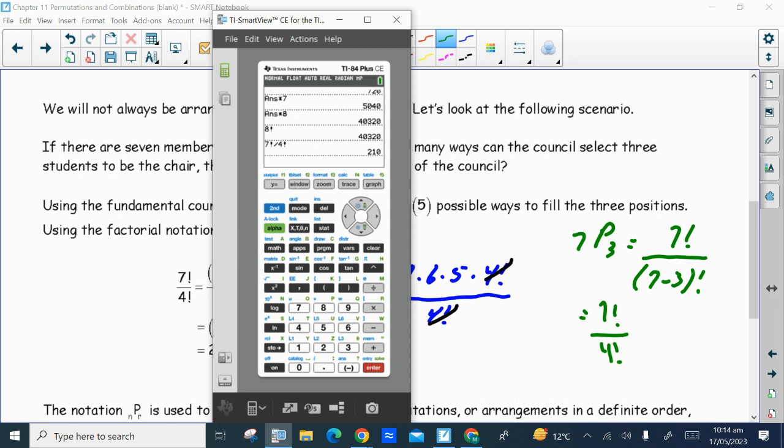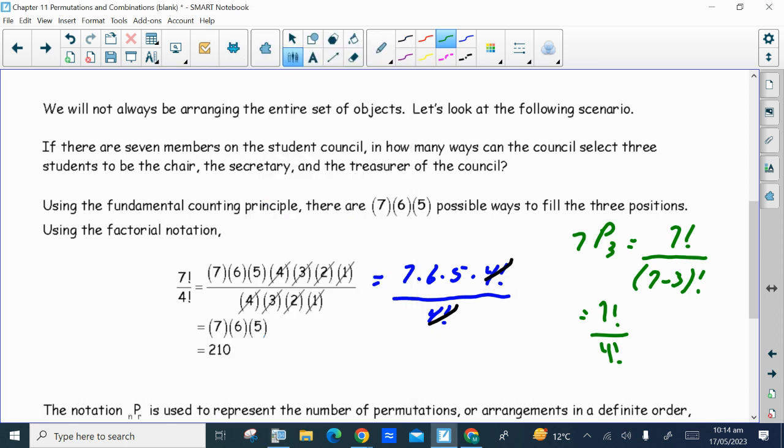You can also do it using 7P3 in your calculator. You have to put the 7 in first, go to math, over to probability. Number 2 in the list is nPr. So that gives us 7P. You put the 3 in, hit enter, get the same answer. So it does that calculation for you. It applies the formula for nPr. Okay?